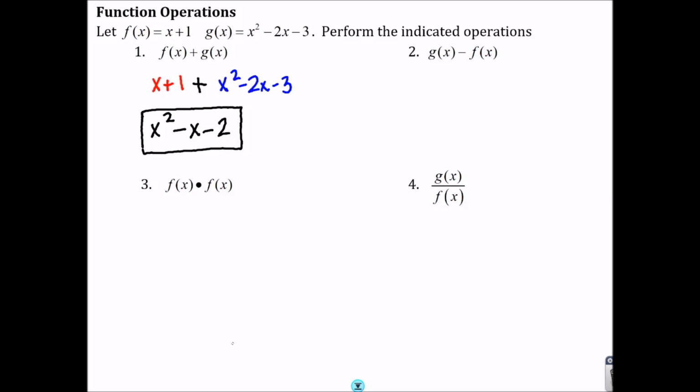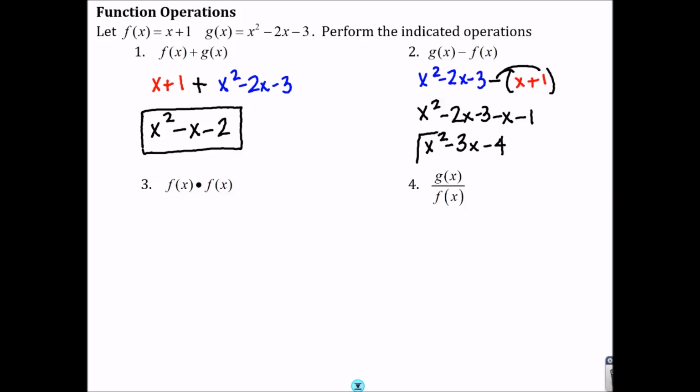For the second problem, we're going to do g of x minus f of x. So we're going to start with g of x, and then we are going to subtract f of x. The important thing with subtraction is to remember to distribute the negative. So we end up with x squared minus 2x minus 3 minus x minus 1. And then you combine your like terms and end up with x squared minus 3x minus 4 as your final answer.